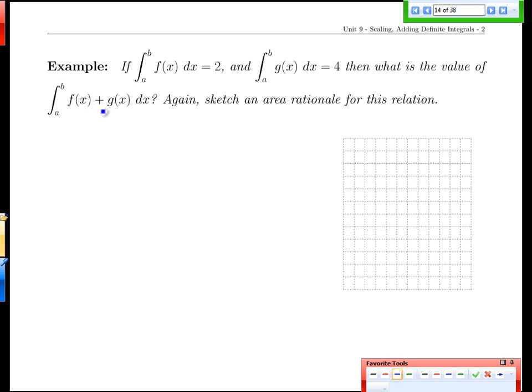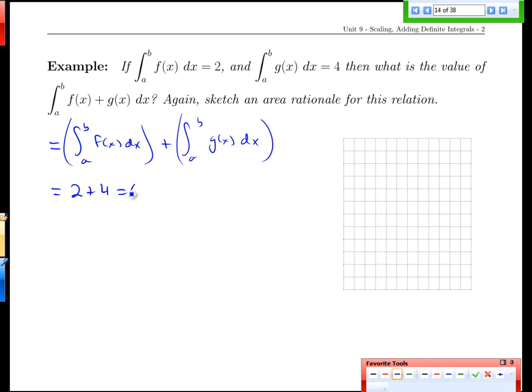What about combining functions like this? Same kind of argument can be made, and it's exactly what you'd expect, so this is nice. If the integral of f on an interval is 2, and the integral on a to b of g is 4, then what do we expect? We expect that we can compute these two things separately. The integral from a to b of f plus the integral from a to b of g, we can compute as two separate objects and get simply 2 plus 4, which will be 6.